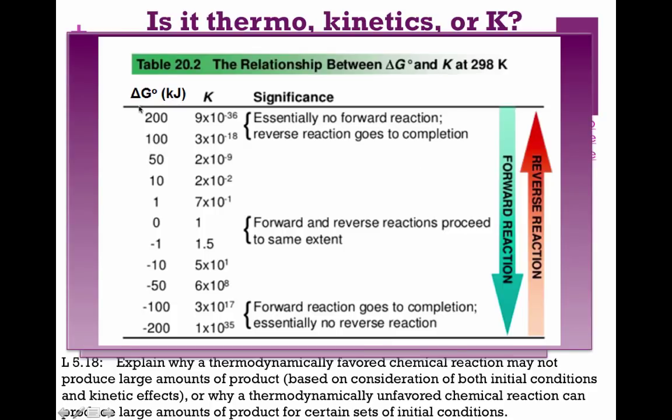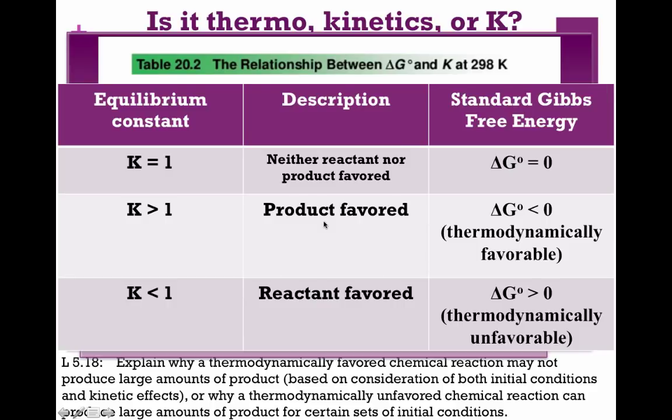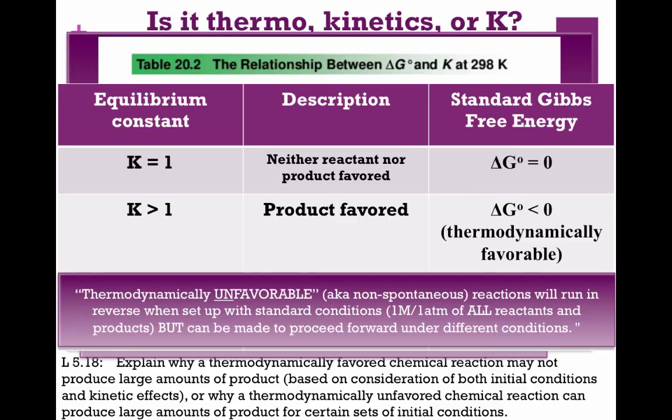So this kind of goes along. If delta G is positive here, K is really, really small. When delta G is really negative, K is really big. It's very spontaneous. You have lots of products. When delta G is 0, K is 1, you're at equilibrium. Again, what I just said. So kind of a nice summary table for that. Thermodynamically unfavorable means that it's not spontaneous, but the reverse reaction is spontaneous.